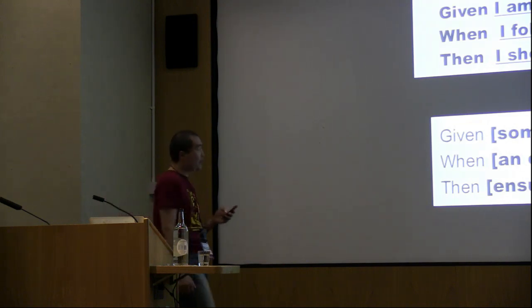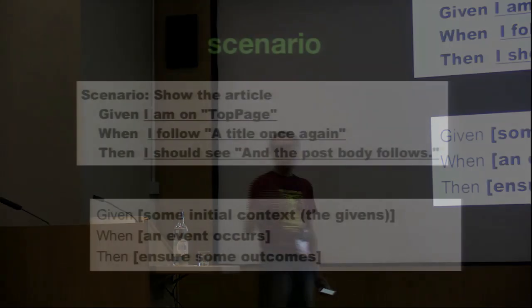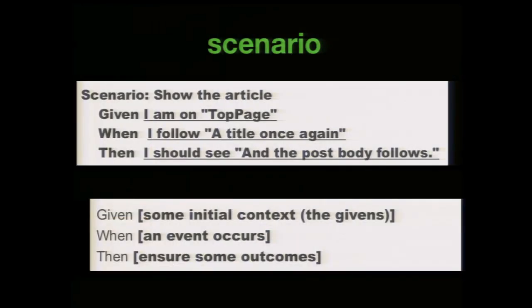Next is the scenario. A scenario is a given, when, then process. There are three important things. Given is some initial context, the givens. When an event occurs, then ensure some outcomes.